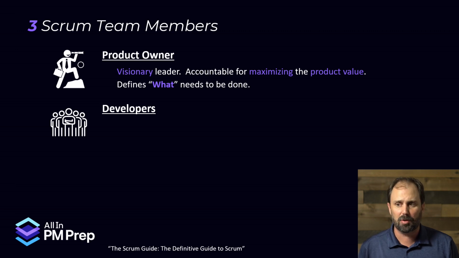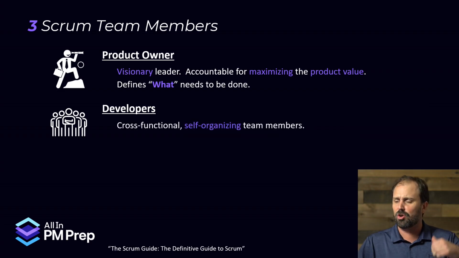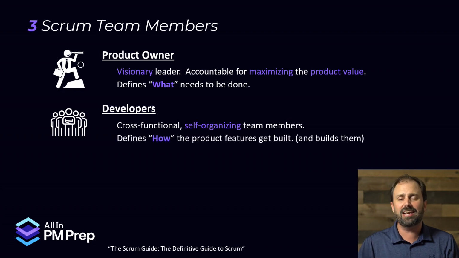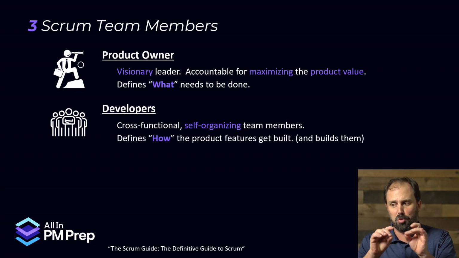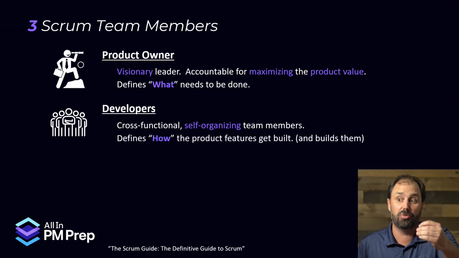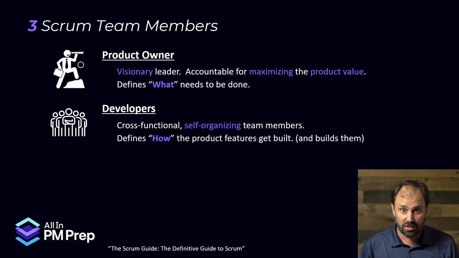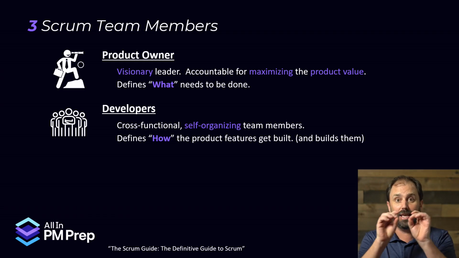Now, developers, those are our trusted, like the Navy SEALs of workers, man. They are self-organizing, self-managing. They're fantastic, all right? They're cross-functional, self-organizing team members, and they define how the product features get built and they build them. So the product owner defines what will be built. The developers define how it will be built, okay?